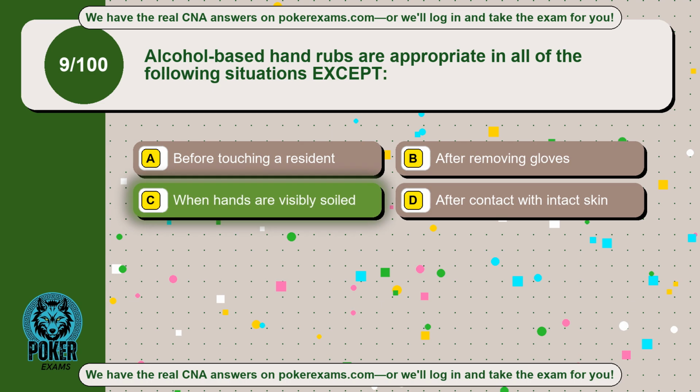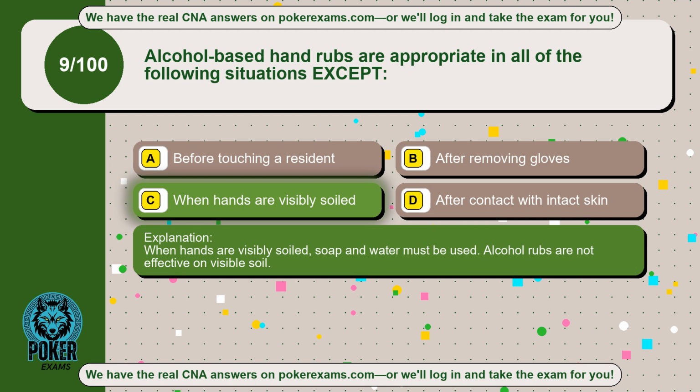The correct answer is option C, when hands are visibly soiled. When hands are visibly soiled, soap and water must be used. Alcohol rubs are not effective on visible soil.